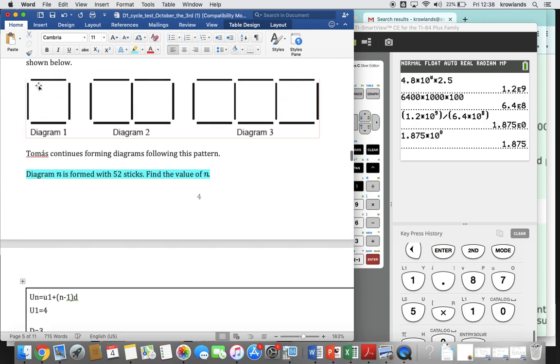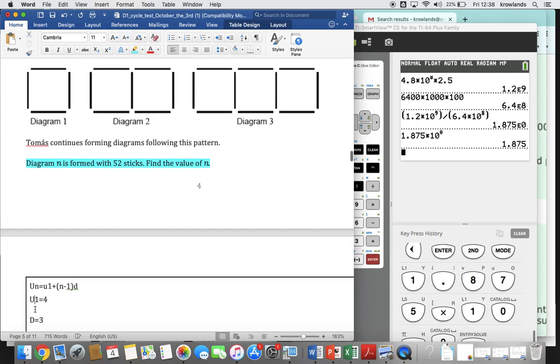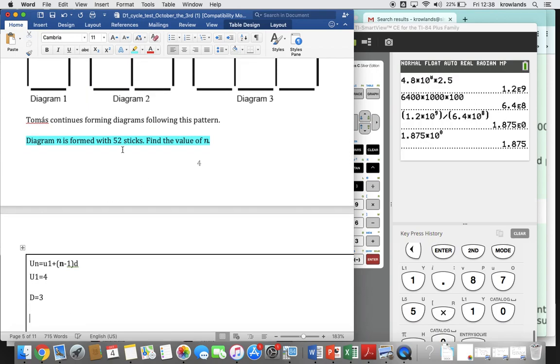If we start with diagram 1, there are 4 sticks. Diagram 2, there are 7 sticks. Diagram 3, there are 10 sticks. So we're adding 3 each time. And the question was requiring us to find out what n was. Some of you thought it wants us to find out what un is, but it's not. So this means we have to put 52 sticks as un. So 52 is equal to u1, which is 4, plus n, which we don't know, n minus 1 d. And d this time is 3.